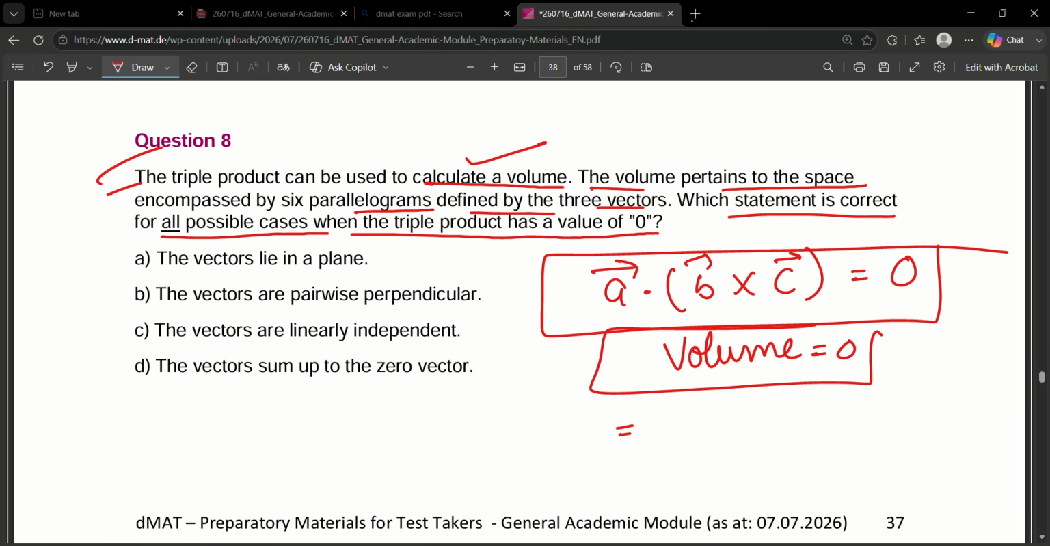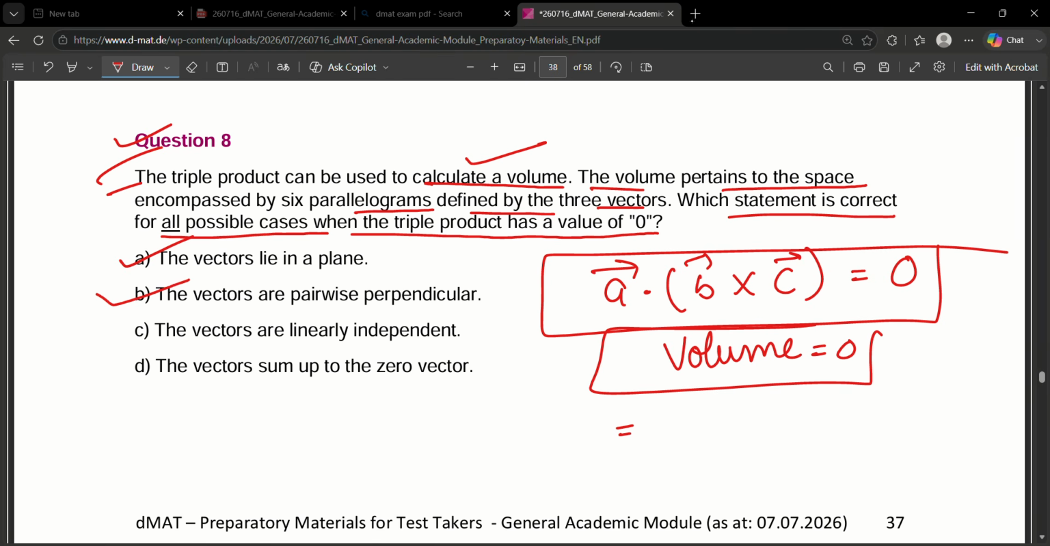Yes, so we have this question number 8. The triple product can be used to calculate a volume. The volume pertains to the space encompassed by 6 parallelograms. Volume is 0 only when the vectors lie in a plane.